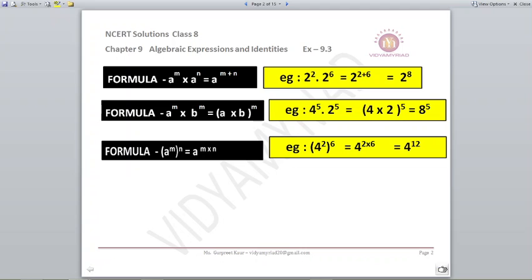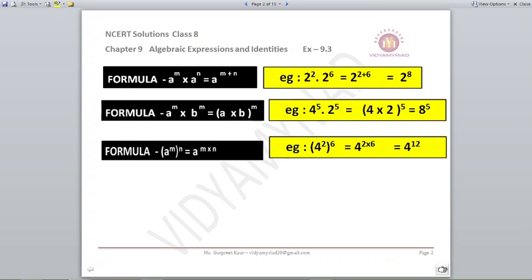The second case is when you have a raised to power m multiplied by b raised to power m, which means your powers are the same but the base is different. For example, 4 raised to power 5 multiplied by 2 raised to power 5. The powers are the same, the base is different. In that case we multiply the bases and write the power as common. So 4 multiplied by 2 is 8, raised to power 5.